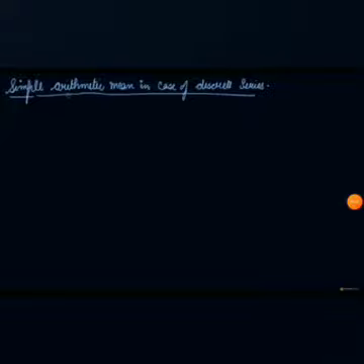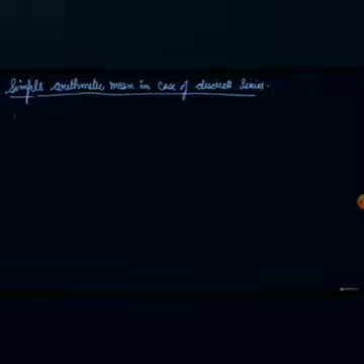In this video, we will study the calculation of simple arithmetic mean in case of discrete series. The discrete series are the series which includes the items that occur more than once in the series. So we change the data into the frequency data.